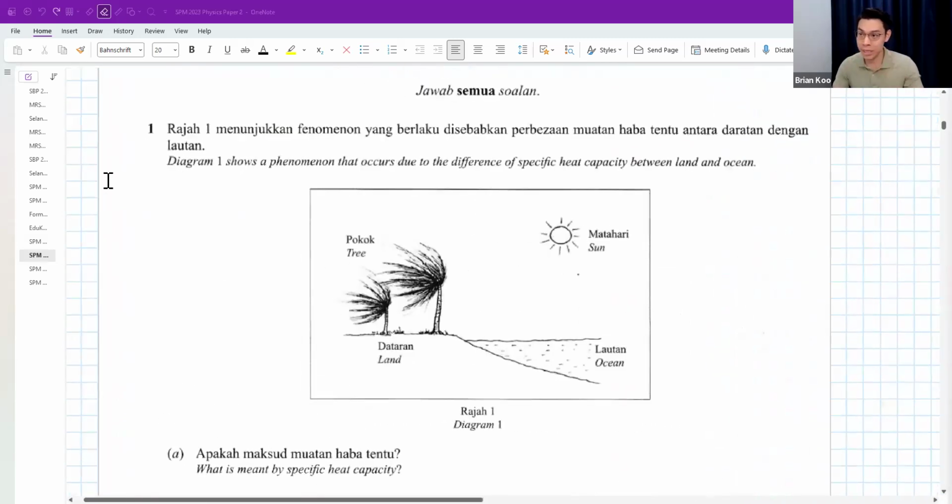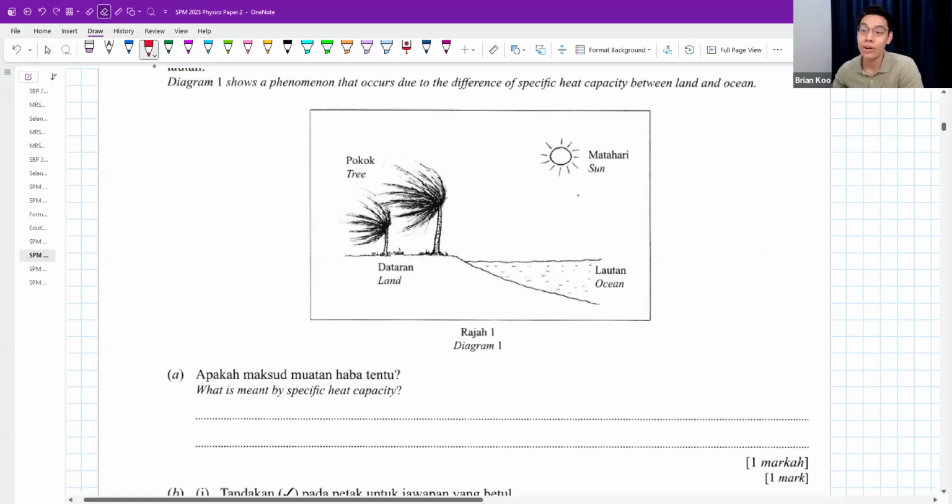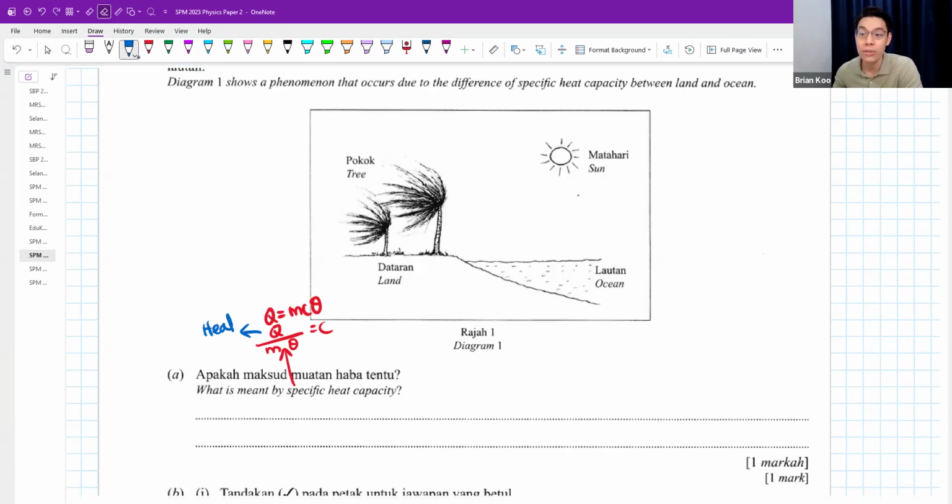Okay, diagram 1 shows a phenomenon that occurs due to the difference in specific heat capacity between land and ocean. Question A, what is meant by specific heat capacity? I always say that if you do not know the meaning of this, you just go to your formula sheet. The definition is part of the formula. Rearranging it, you will get this. 3 keywords that you must have: the amount of heat you need to heat up 1 kg of substance by 1 degree Celsius. Okay, just put it all together. But truly in SPM, as long as you have these 3 things, I believe you get your mark already. We just write it out in a sentence.